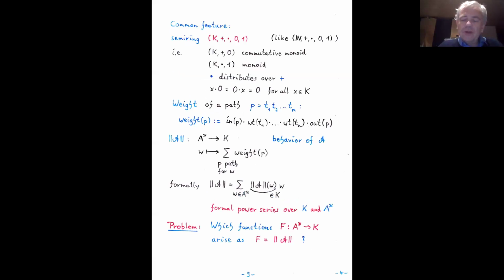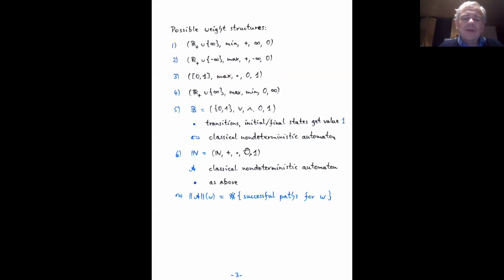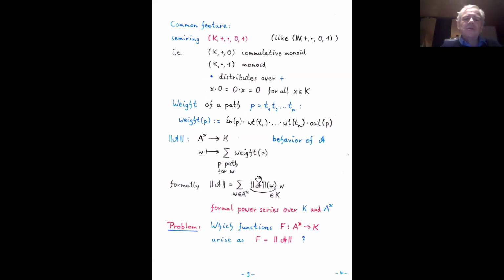Okay, so what's the common feature among all these different structures? The common feature is that we have a semi-ring. The semi-ring is actually defined very easily, just like the natural numbers. We have 2 operations, plus and times. With plus, it's a commutative monoid. With times, it's a monoid. Doesn't have to be commutative. If it is commutative, then we say we have a commutative semi-ring. Multiplication distributes over addition, and the 0, the neutral element with respect to plus, acts like a multiplicative 0. x times 0 equals 0, and 0 times x is also 0.